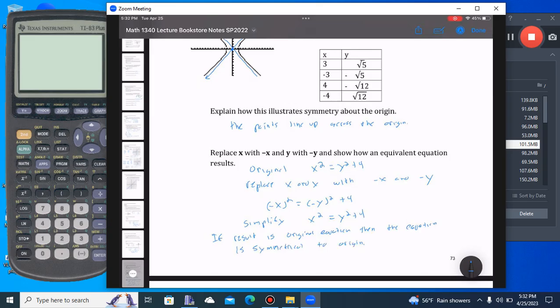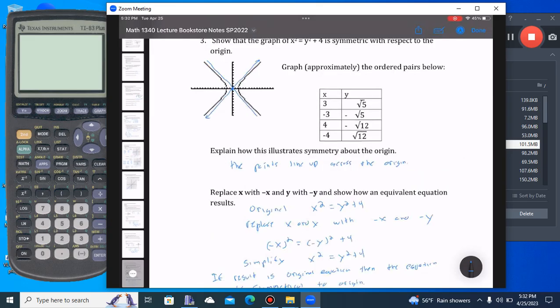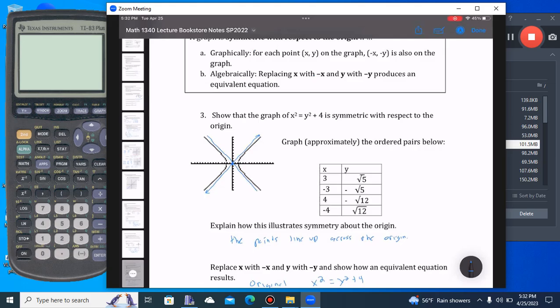One of the key things when you're looking at your equation: if you have just x squared, just x to the fourth, any x to the even power, you're looking at something symmetrical to the y-axis. If you have just a y squared, then you're looking at something symmetrical to the x-axis, as long as those are the only powers left that are even.